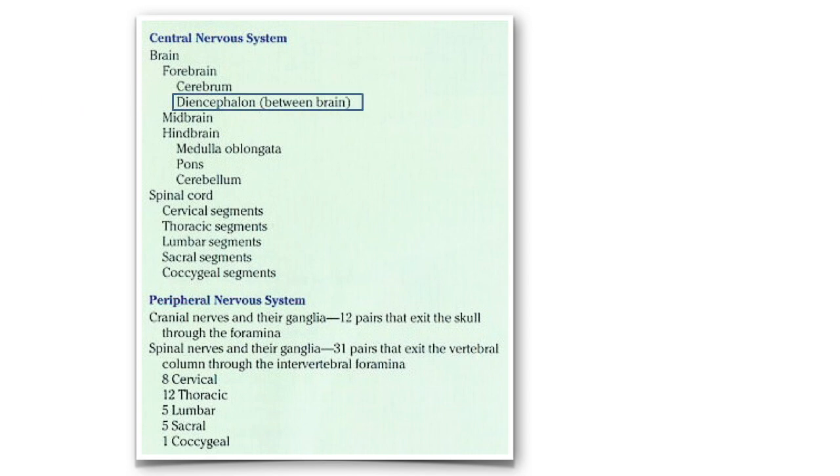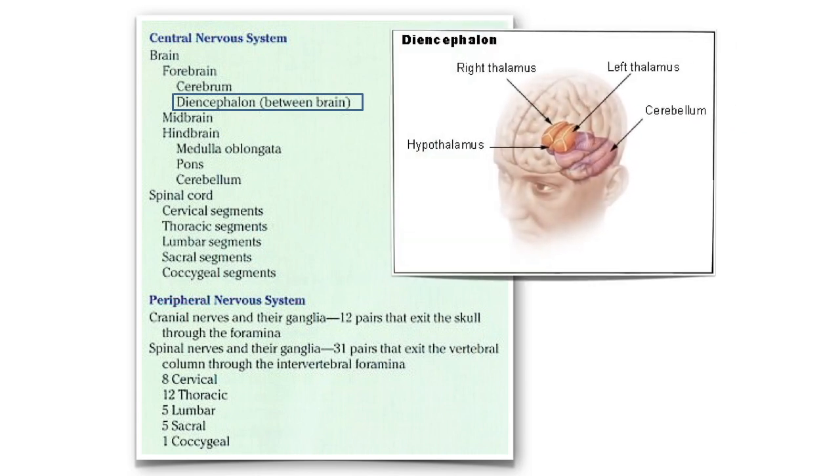Now, the diencephalon is located in the deep central part of the brain. So when you look at the picture, you can see right thalamus, left thalamus, hypothalamus. Those are all parts of the diencephalon. So you can see the diencephalon is located in the central deep part of the brain.